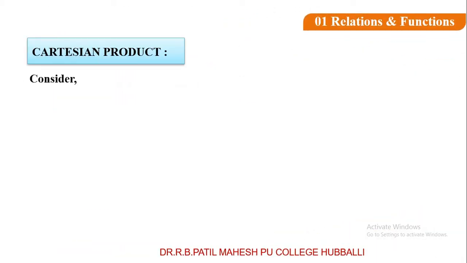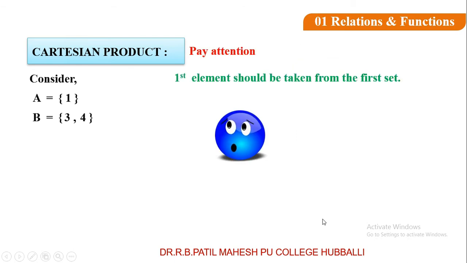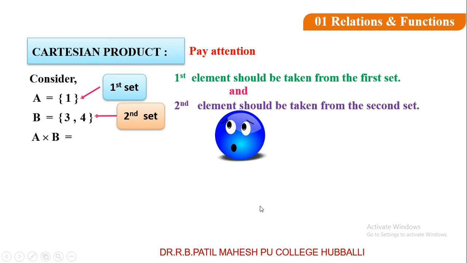Students, as you studied in the PU1, Cartesian product of two sets. Consider two sets A and B here, consisting of the elements. Here A consists of the element 1 and the set B consists of the elements 3 and 4. So the Cartesian product of these two sets can be written as, pay attention, very important: the first element should be taken from the first set and the second element should be taken from the second set. So what is the Cartesian product of A and B? It is denoted as A cross B.